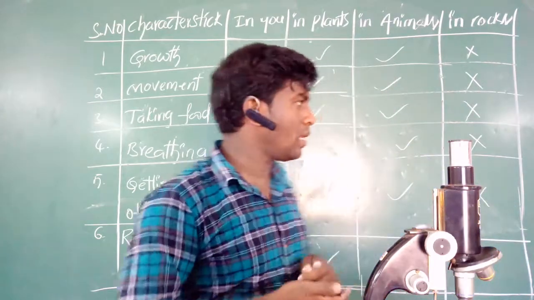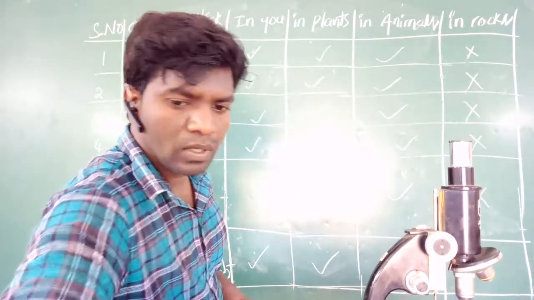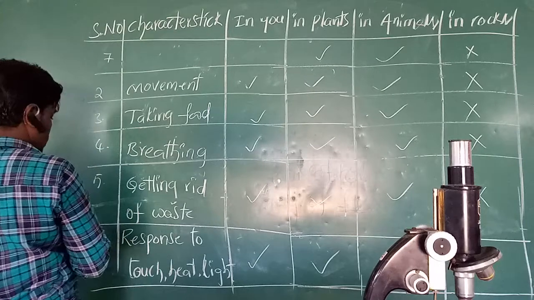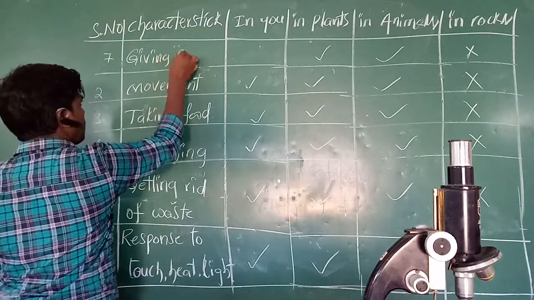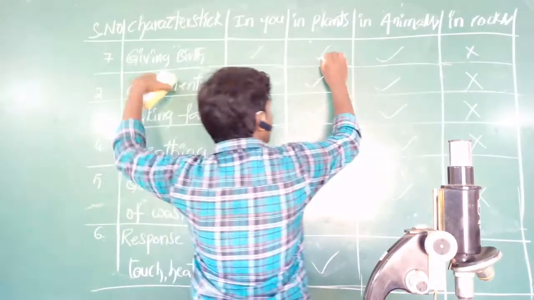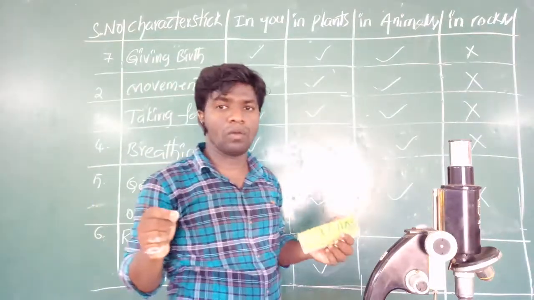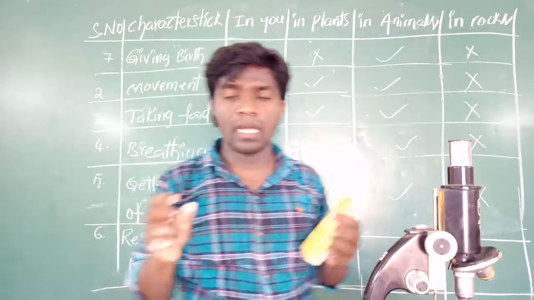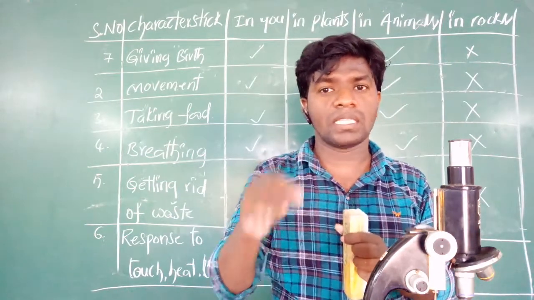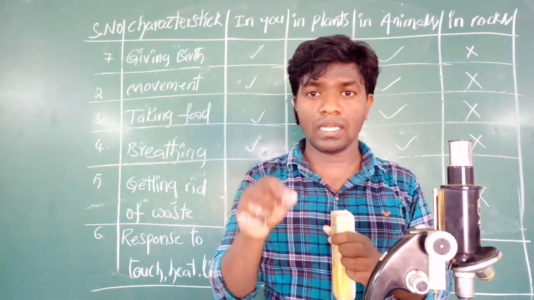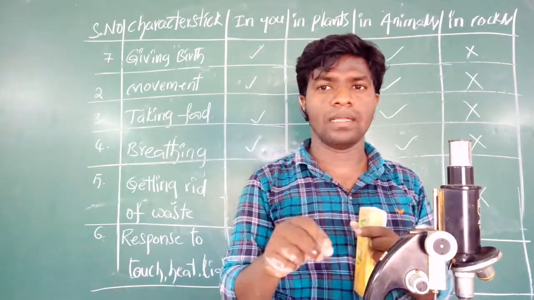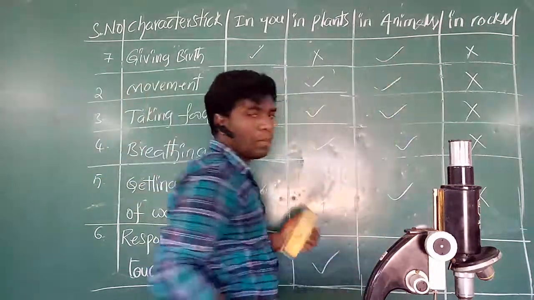And the last and final characteristic is giving birth. In animals and in human beings, giving birth takes place. Do plants give birth or not? Plants don't give birth directly. The plants produce seeds. The seed will germinate. Okay? So a seed is also a living thing. Even if it is dried, if you place it in the soil, the seed will grow into a new plant. So giving birth takes place in animals, but not in rocks.